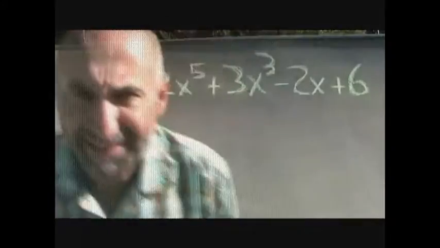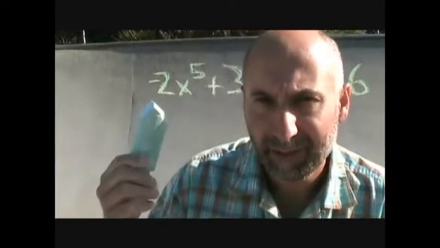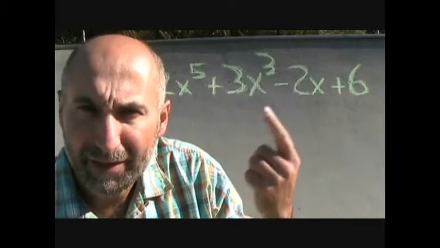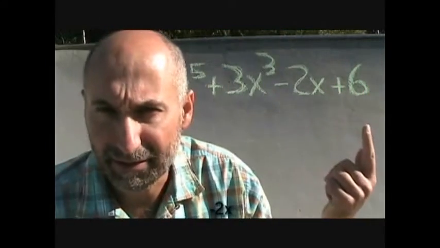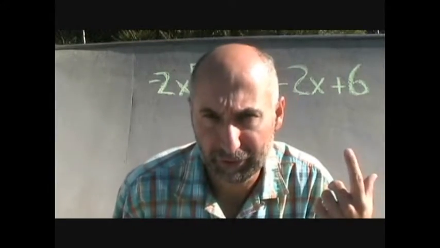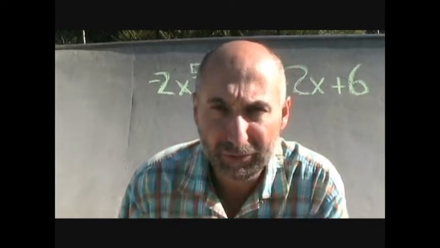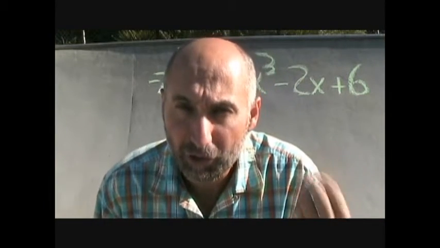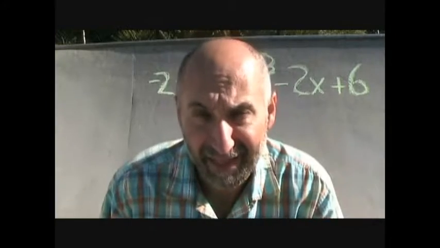So let's say we had a polynomial in the following form. Negative 2x to the power of 5 plus 3x cubed minus 5x plus 6, okay? Now if we're going to try to factor this polynomial, this isn't to the power of 2. We don't know any techniques to be able to factor this yet, right? The only thing we can use is synthetic division.